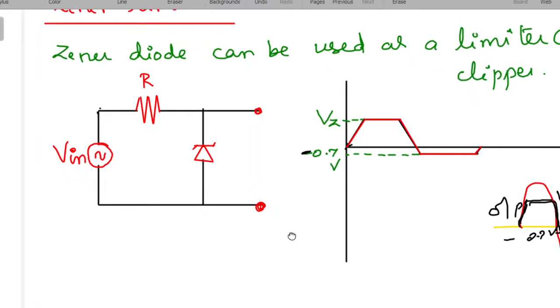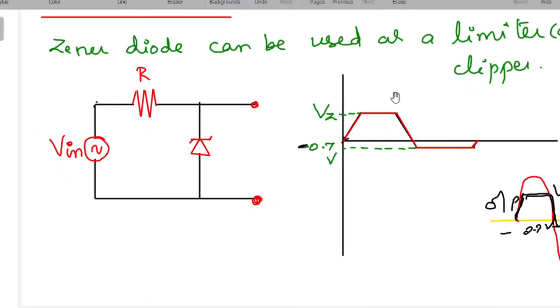So it clips, it removes a portion. The Zener diode can also be used as a clipper or limiter circuit. What portion is being removed? This much portion, which I indicate with the red color. The red portion is removed, and here also this portion is removed, the yellow portion I am showing.